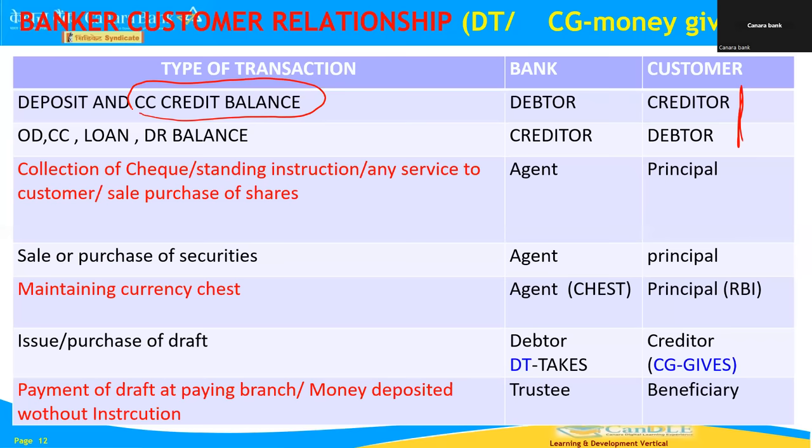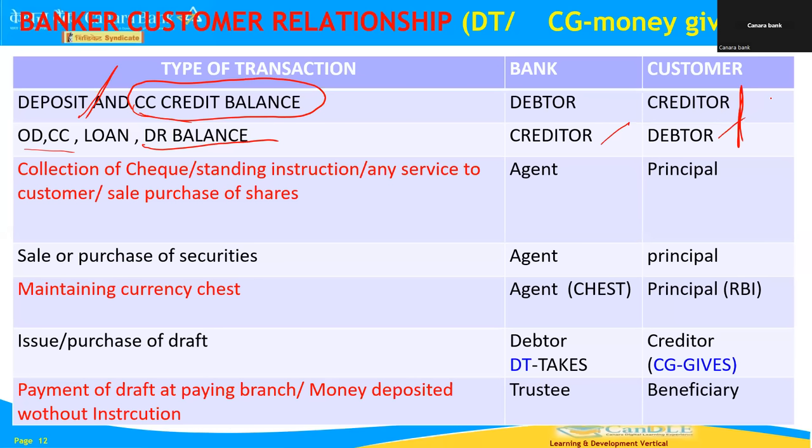Both. Generally, deposit is a simple question. To confuse you, they will ask the same thing as an OCC credit balance account. If the customer's money is with you, the customer is always the creditor, simple logic. Or OD or OCC, for example, debit balance, only a debit balance will be there. So you are giving money to the customer, the bank is the creditor and the customer is the debtor. Then comes to other points.